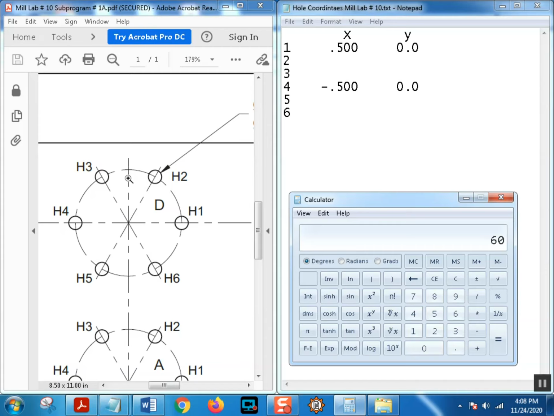But we need to know how far it is from here to there to do this first for H2. And that's not given to us. Okay? Now, we don't know what that angle is. Well, we do know this. We know it's 90 from there to there. We know it's 60 from there to there. Well, if it's 60 from there to there, and it's 90 from there to there, it has to be 30 from there to there. So yes, this angle is going to be 30 degrees.